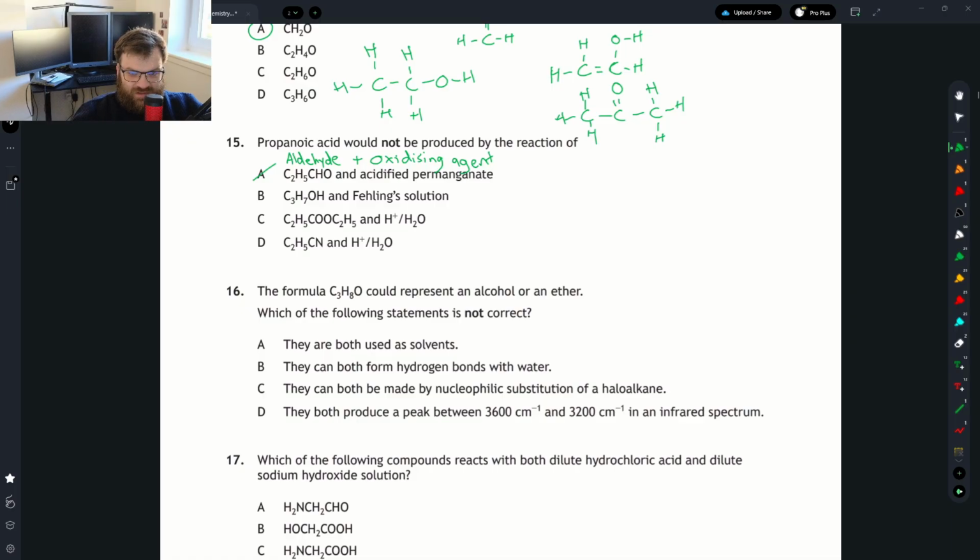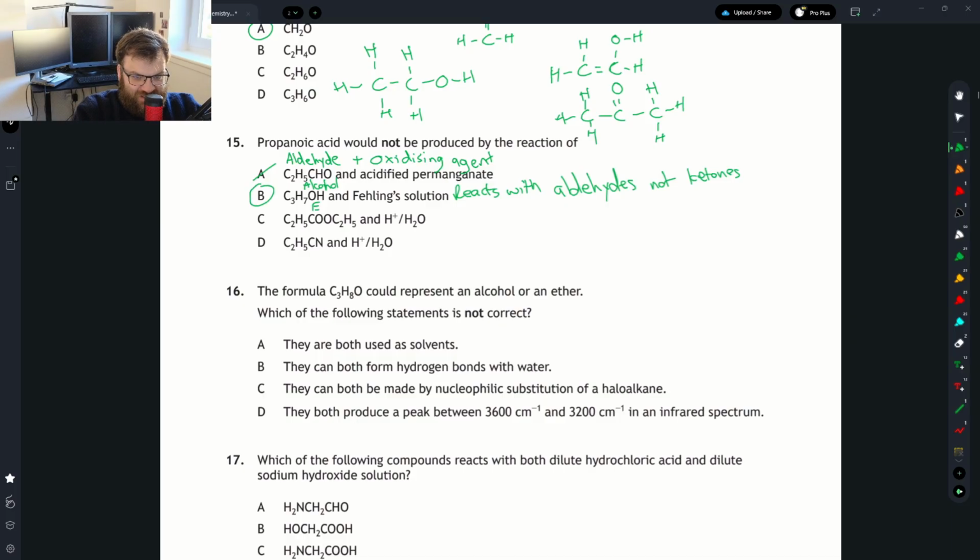Next one here. So Fehling's solution reacts with aldehydes, not ketones. And this is an alcohol. So Fehling's is an oxidizing agent, but not suitable for oxidizing alcohols. That would be acidified potassium dichromate or copper oxide. So I'm going to go for that one there.